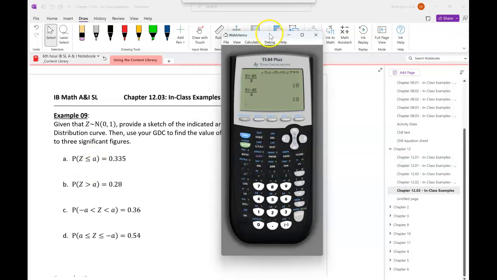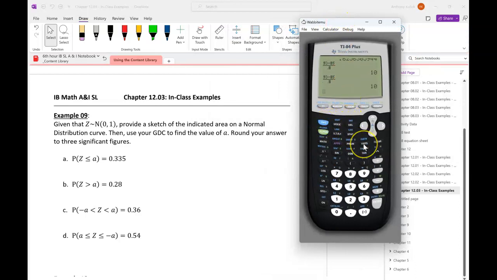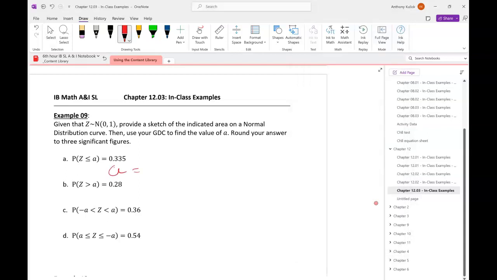So the way we find this with our calculator, second vars, I'm going to be using the inverse normal function. So that's option 3. The area, 0.335. Our mean and standard deviation are our standard normal. So nothing odd here. I get just negative 0.426.